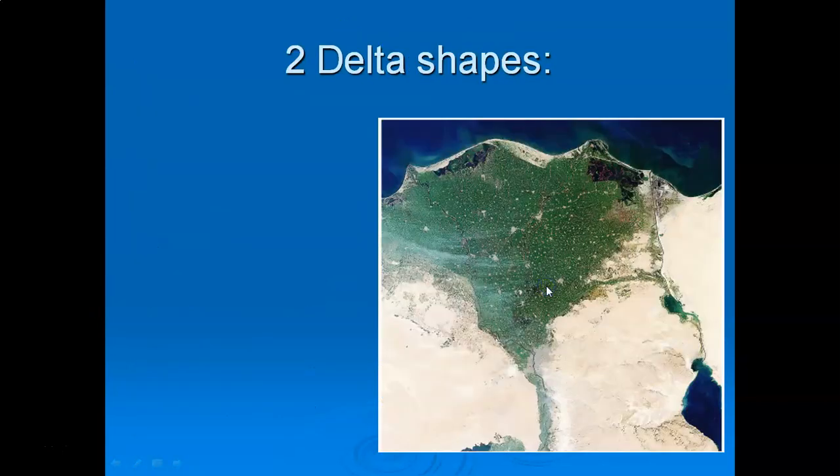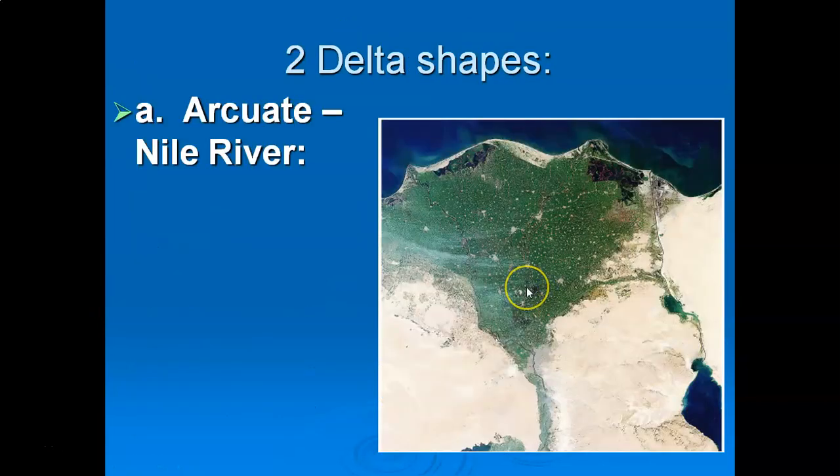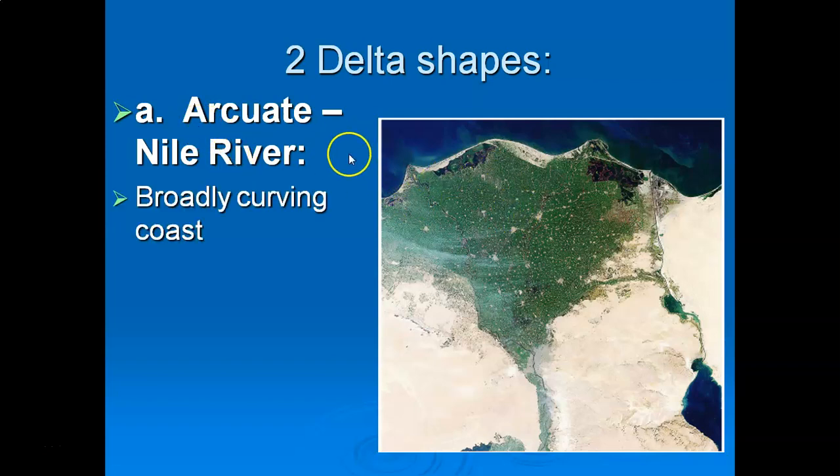I want to just go over two very characteristic delta shapes. Here's a satellite image of the Nile River Delta, and there's the Sahara Desert and the Nile River floodplain here. And the first delta shape is called an arcuate delta. And arcuate means broadly curving. And so here we are in the Mediterranean Sea, and we've got a broadly curving coast.